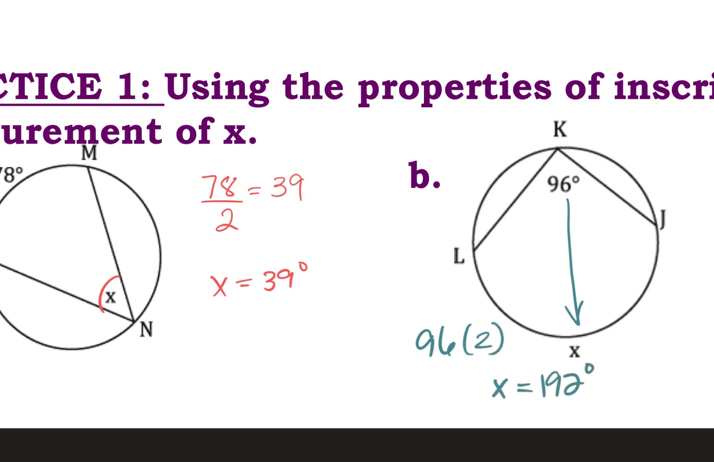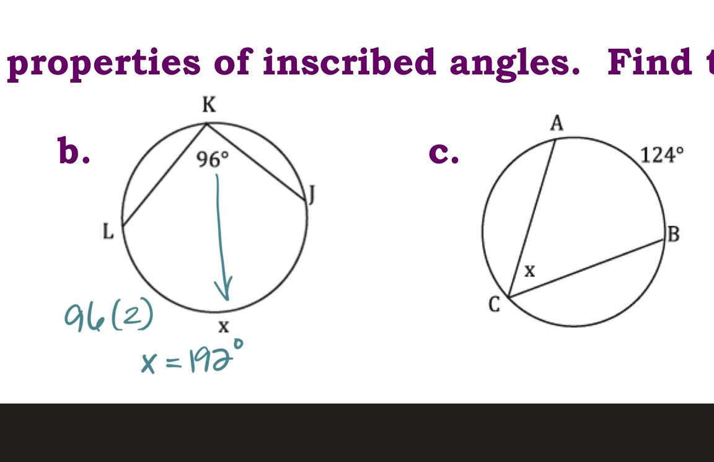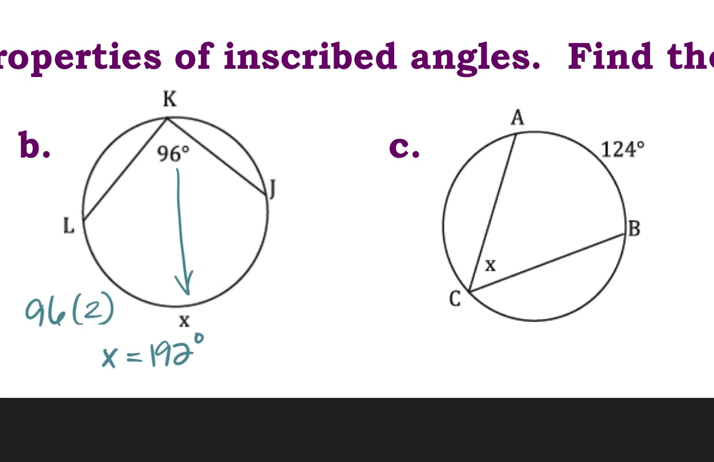192 degrees. All right, and who wants to do the last one? So many volunteers. Go ahead, Sophie. Divided by 2, good. 124 divided by 2, that gets us 62 degrees, good. All right, when you're ready, we'll go over to the right side.